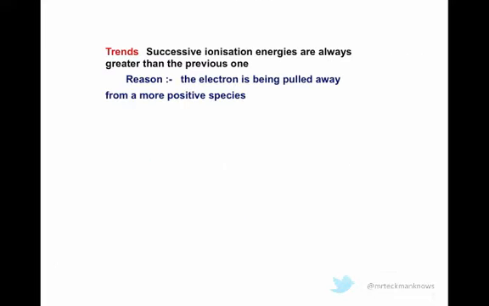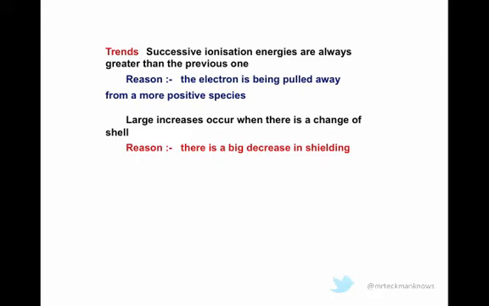So what are the trends? Well, successive ionisation energies are always greater than the previous one because you're pulling the electron away from a more positive species. There's a positive charge on the atom already. Therefore, the electron wants to stay near it more and more, the higher the positive charge. You'll get large increases, much larger than the trend has been, when there's a change of shell. This is because there's a decrease in shielding, a huge decrease in shielding. You've seen the effect of shielding as we go from helium to lithium, and this happens the other way as well.